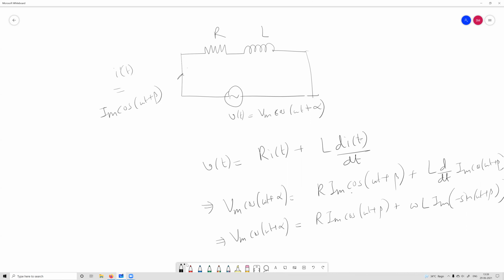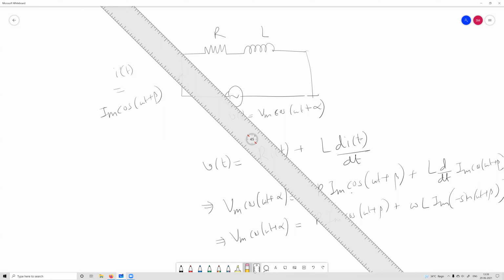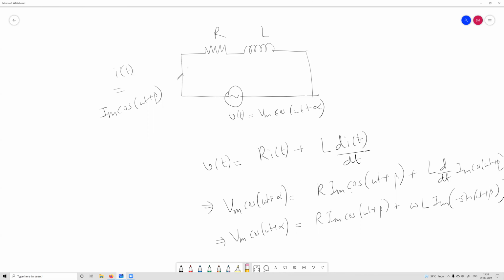Okay. Now let us remove the minus. Now we have a problem. This is cos and this is sine. We cannot add them directly, right? We cannot add directly a cos term and a sine term. So what can we do?